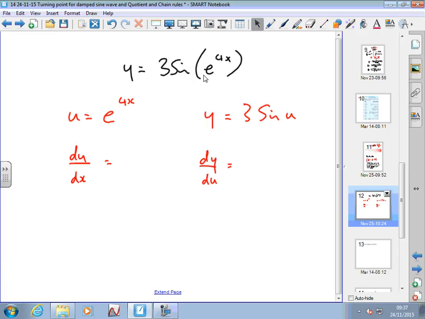Bring the 4 down, e to the 4x. This time there's no number inside this function. It's not 2u or 3u or anything like that. It's just one lot of u. So effectively the sine just changes to a cosine. So we've got 3 cosine u.